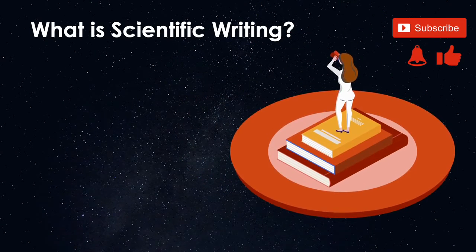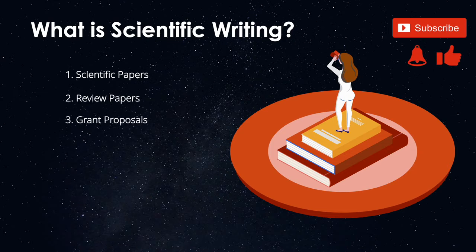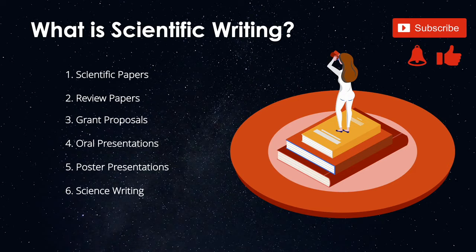So what is scientific writing? Scientific writing is conventionally thought of as the reporting of original research in journals through scientific papers. But scientific writing can cover a much broader range, including review papers, grant proposals, oral presentations, poster presentations, and science writing. We will look at each type of writing in detail a bit later, but first we need to identify what is the key characteristic that all these types of writing have.